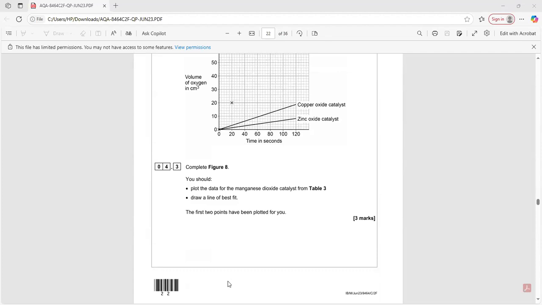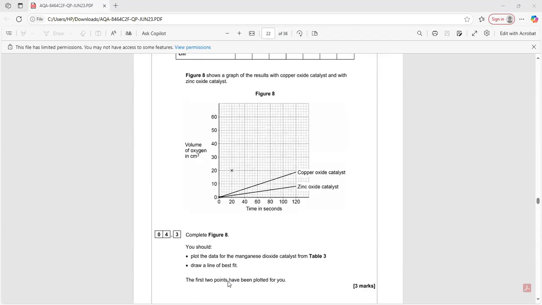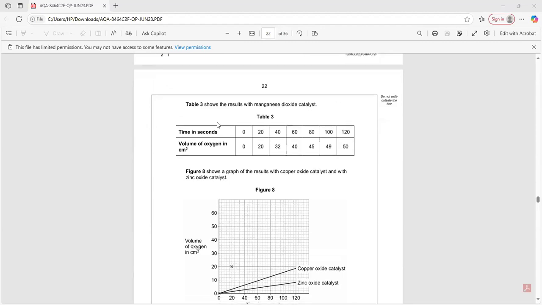You should plot the data for manganese dioxide catalyst from test field. So I'm just looking. They did not provide any table with values for us to draw. But I guess those will be supplied in the question, right? Table 3 shows the results with manganese dioxide catalyst. Okay, that's fine.